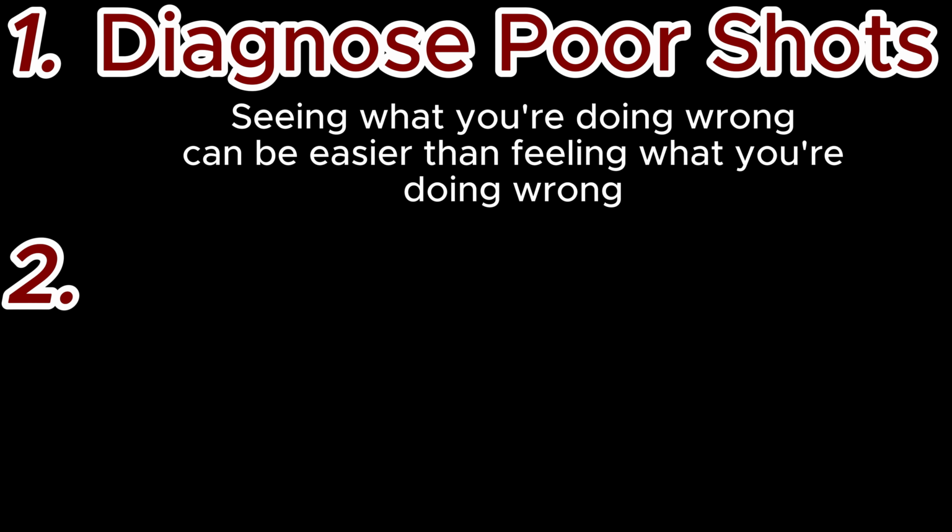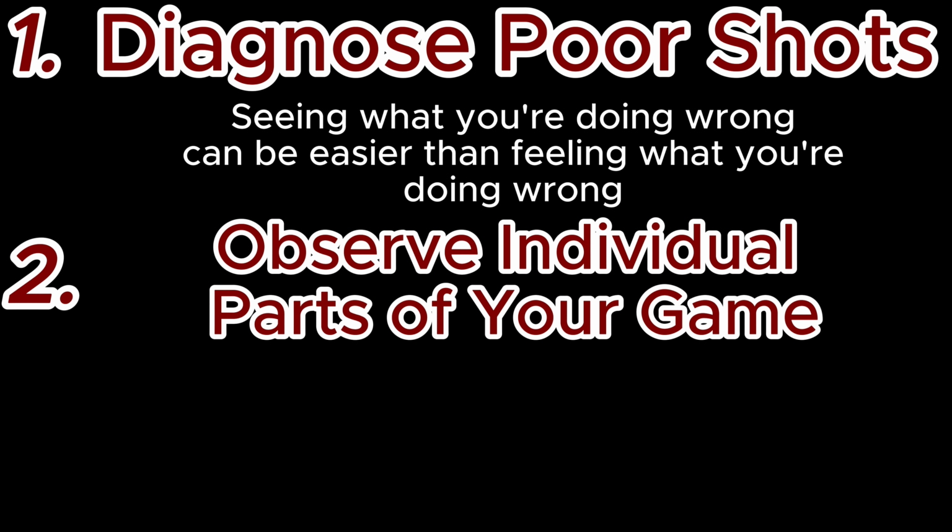Another great thing about recording your shots is being able to set up your camera or phone in such a manner that you can specifically look at one part of your game. Let's say you're wanting to focus strictly on your swing path. You're able to position your camera in such a way that you can see what your swing looks like from directly behind you. This can help identify swing path issues that you may want to work on.